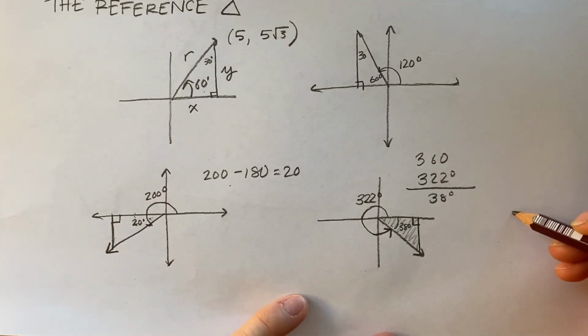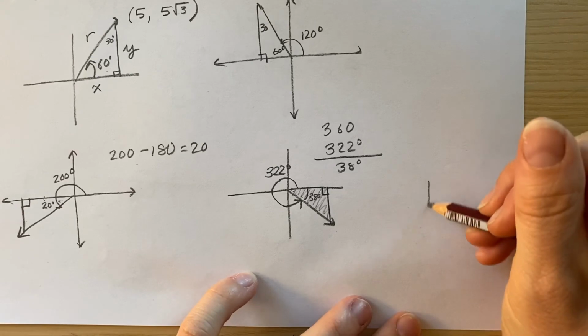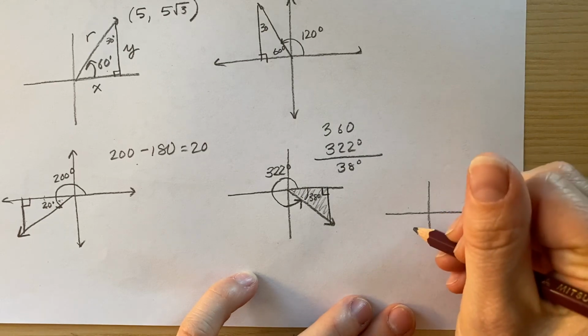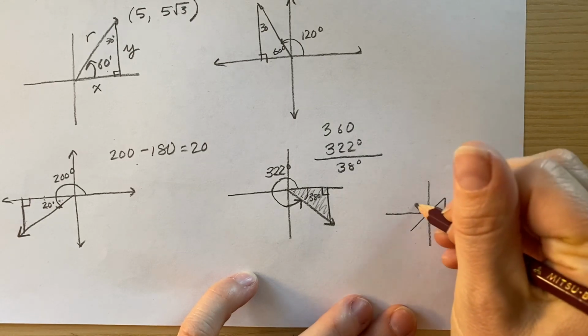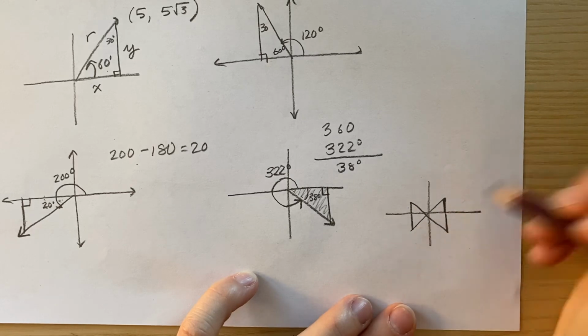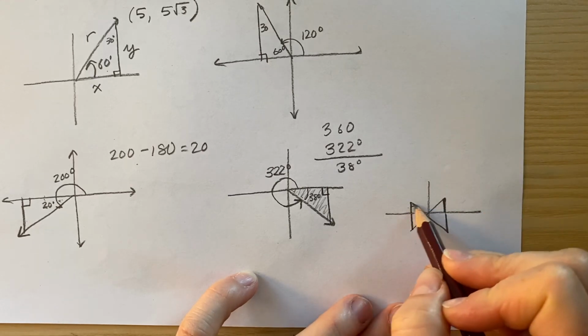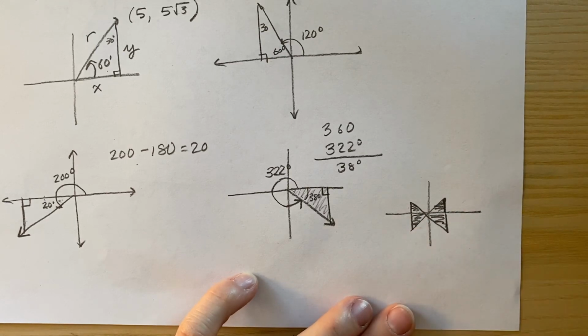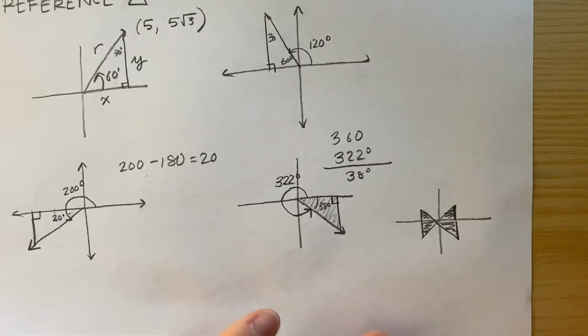But just one other piece about the reference triangle, if you're having trouble figuring out how to draw your reference triangle, think of it as a bow tie. Your perpendicular will always drop either straight down or straight up, and these will be your triangles. Okie dokie, it's a little bow tie.